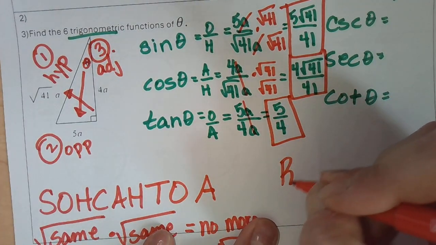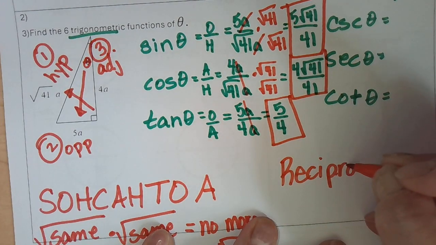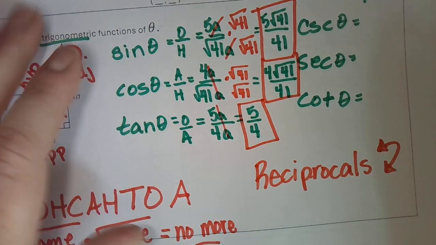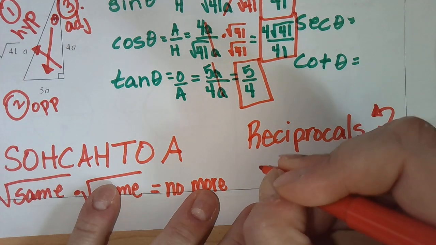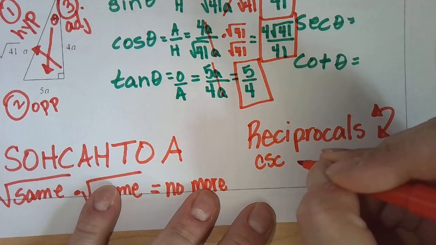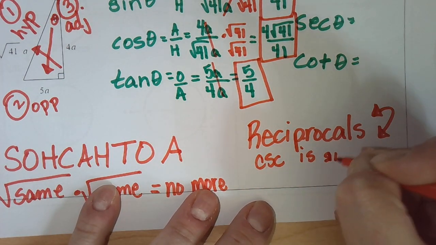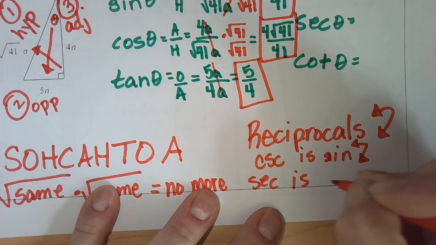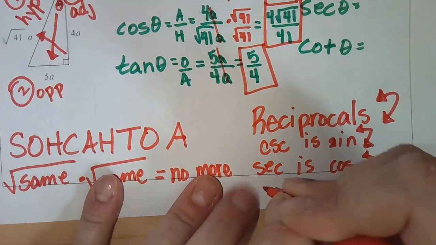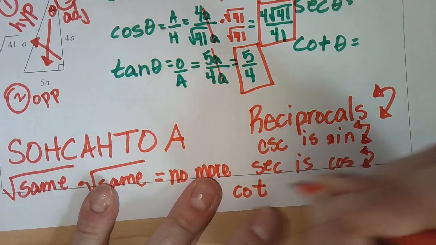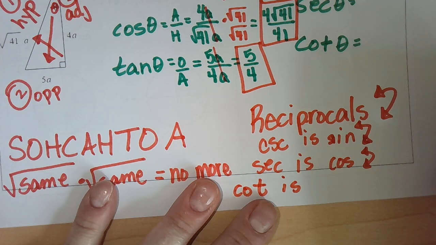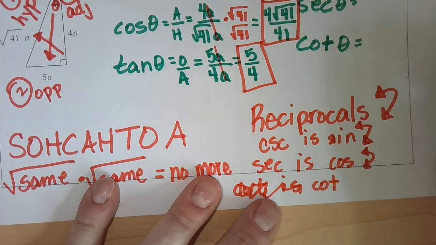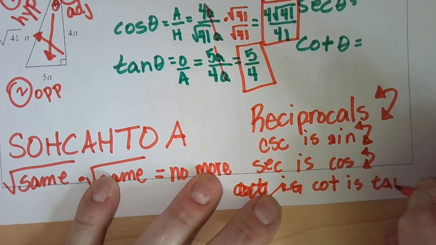Okay. Now, let's do the reciprocals. And this is also something you should probably write down in your notes or on your cheat sheet. Okay? CSC is sine upside down. Secant is cosine upside down. Cotangent is tangent upside down.